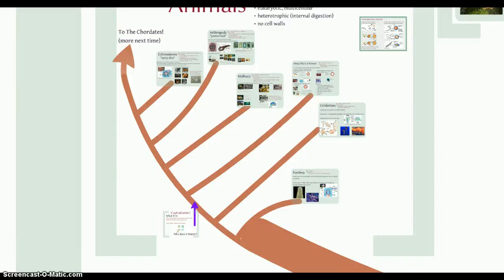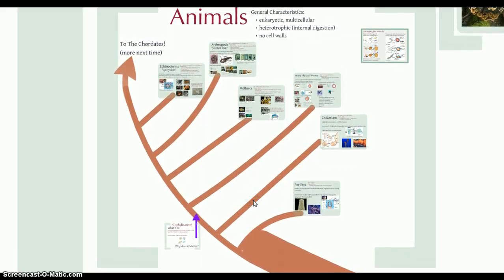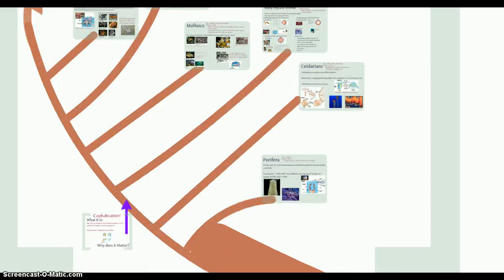All right. So, who's ready to look at animals? Now, we got the animal characteristics in general. We talked about basic body plans. Now, let's talk about the first animals.